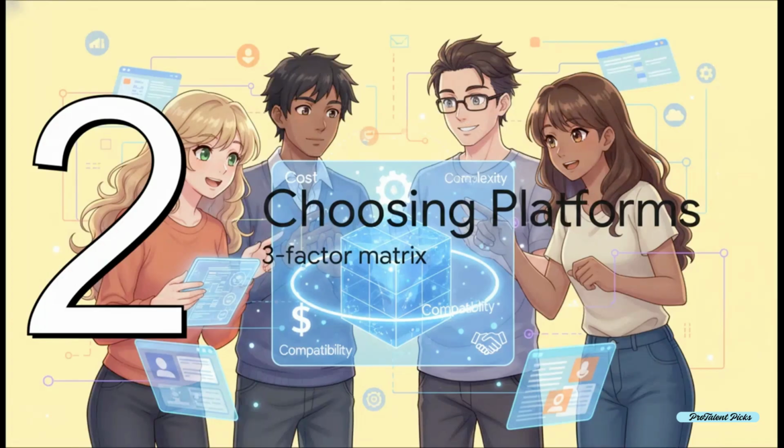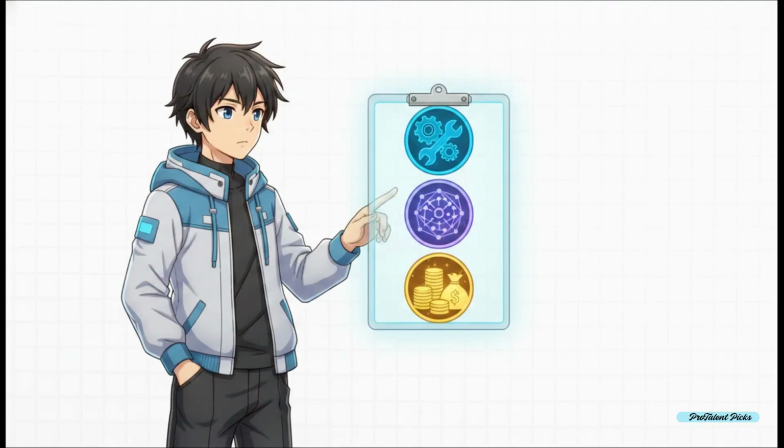Okay, moving on to Section 2. Choosing your automation platform. The 3-factor decision matrix. You know, the reason you haven't automated yet probably isn't because you don't see the value. It's usually because you just don't know which tool to use. Choosing a tool actually depends on 3 factors working together: your technical comfort level, data complexity, and budget.